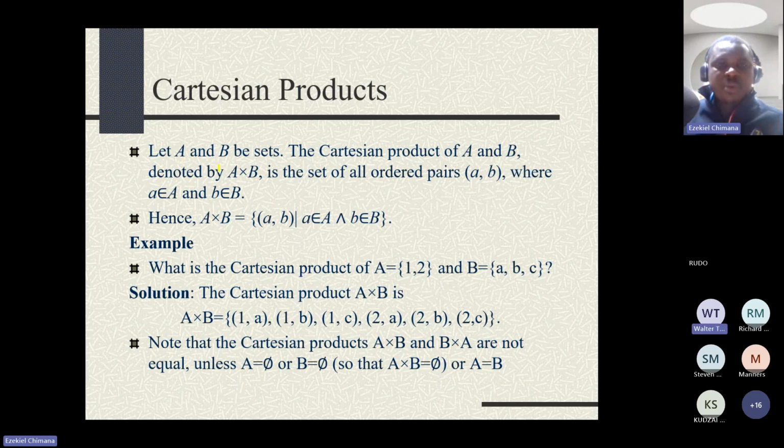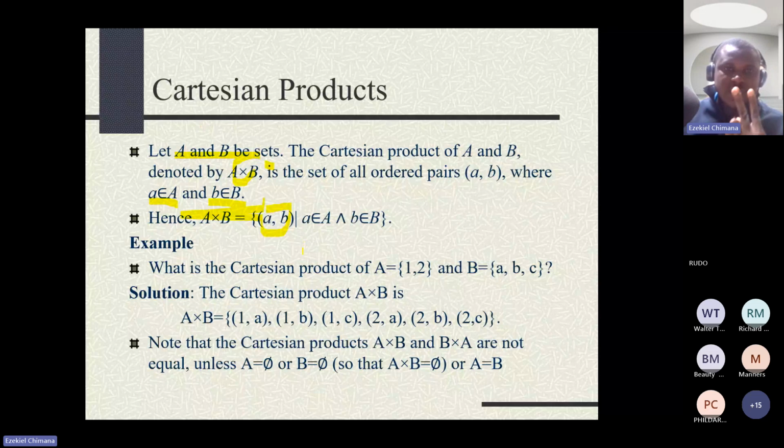So let A and B be sets. So the Cartesian product of A and B, denoted by A cross B, we say A cross B, not A times B. A cross B is the set of all ordered pairs (a, b), where a is an element of A and b is an element of B. So hence A cross B will be a collection of these pairs (a, b), such that a will be an element of set A and b will be an element of set B.